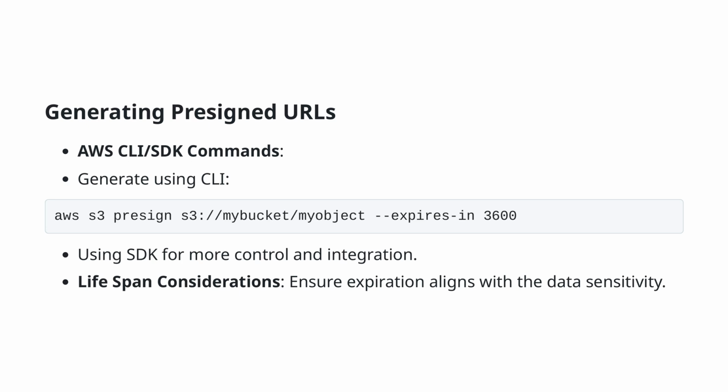Alternatively, if you're looking for more control and need additional capabilities, leveraging the AWS SDK might be the way to go. The SDKs allow for deeper integration with your applications and can help automate the generation process as part of your application logic. It's crucial to consider the lifespan of these URLs. The expiration should be carefully planned to match the sensitivity of the data you are sharing. This ensures that the access is not overly permissive and does not expose data for longer than necessary, minimizing potential security risks.